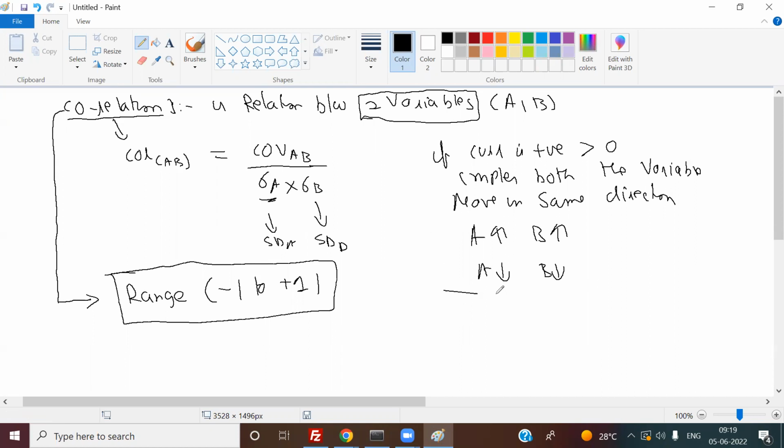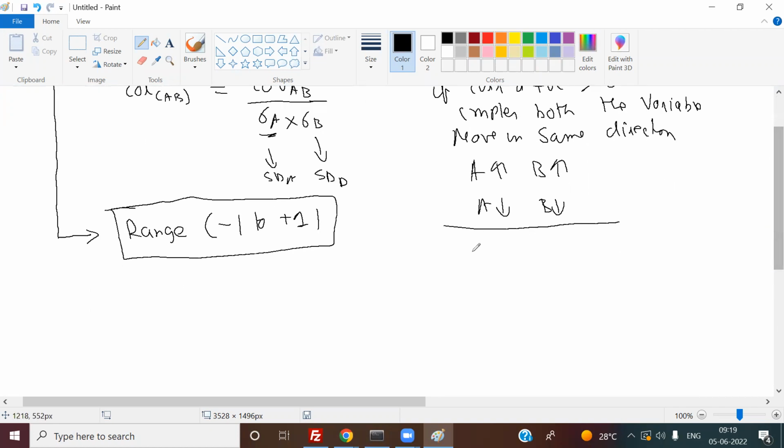And I think people have taken a wild guess about what the negative correlation is. Negative correlation is when correlation is less than 0. It means if one of them is increasing, the other is decreasing. Or if A is decreasing, then B is increasing. They move in opposite direction. एक बढ़ेगा, दूसरा घटेगा. They move in opposite direction.